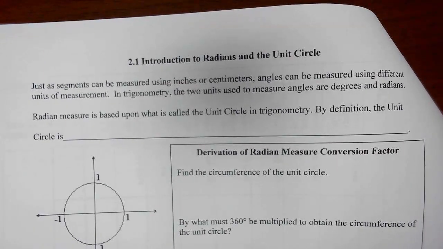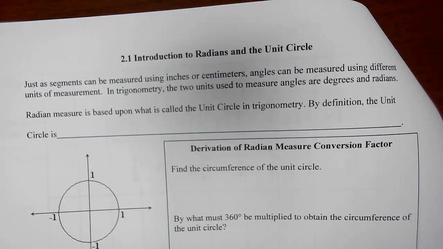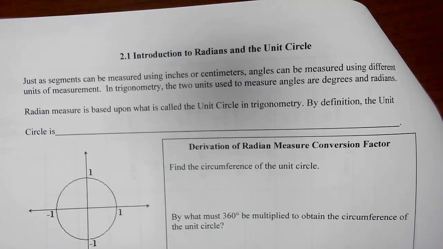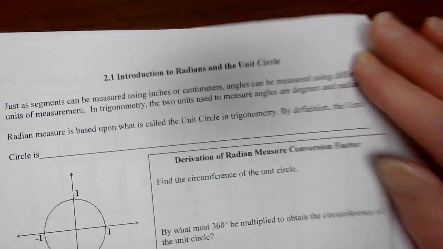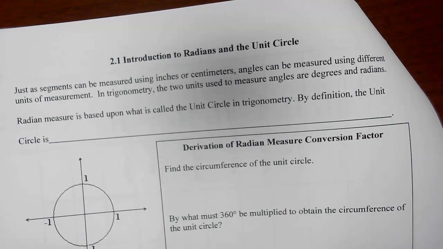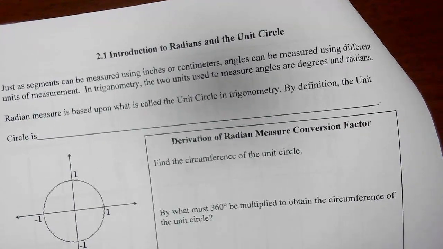In this unit, we're going to continue our study with trigonometry, but we're going to be looking at something called radians. Now, just like you can do measurements in inches or centimeters, angles can be measured in different units. We've been using degrees for a while now, but there's also something called a radian. Now, radian measure is based on what is called the unit circle in trigonometry.